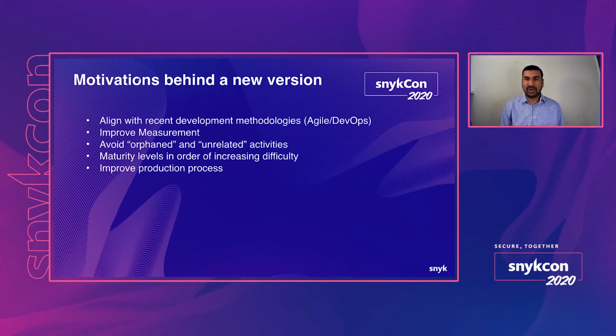Third motivation was to avoid orphan or unrelated activities. So there are quite few security activities in 1.5 and 1.1 where defined such that it lacked consistent theme across different levels of maturity within a security practice, which also resulted in few orphan or unrelated activities such as code signing. It didn't have anything related in the maturity level 1, and it didn't have anything related in maturity level 3. So it was kind of creating more like an orphan activity.